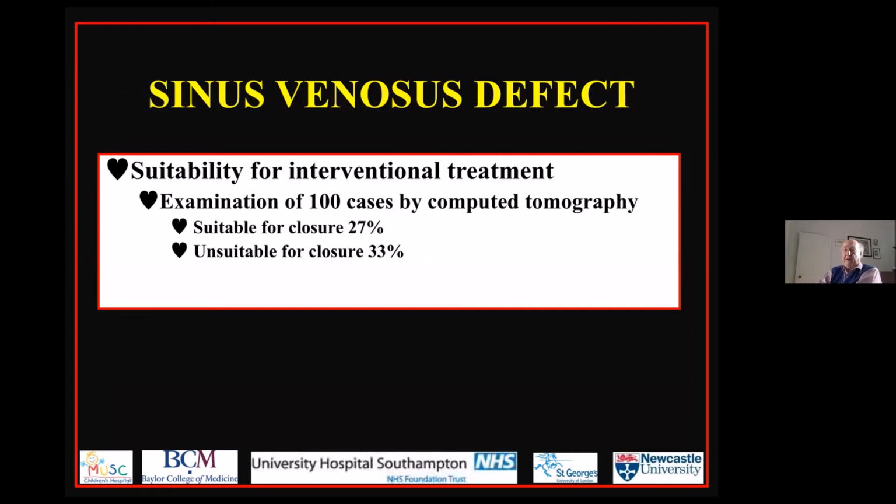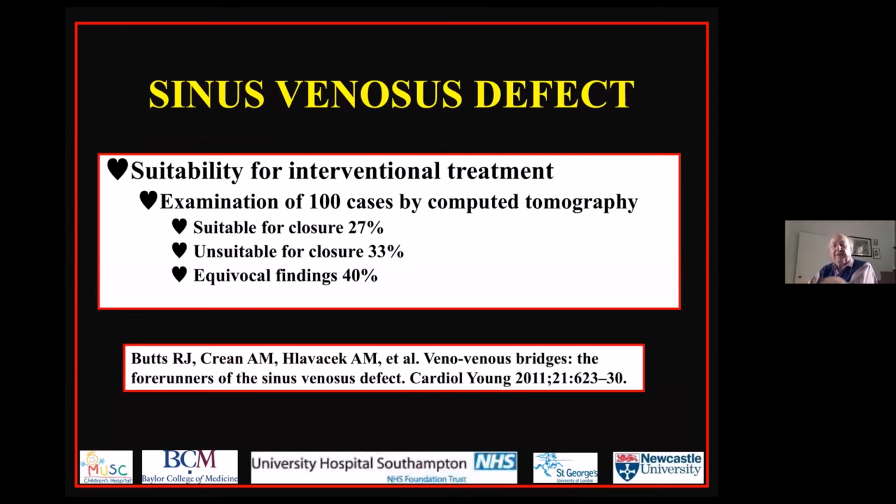In a third of them, however, they think they would be unsuitable for closure, with the findings being equivocal in two-fifths. And a lot has been written about this quite recently, but I would point out to you that, in fact, I was involved in the first instance of which I'm aware of an interventional closure of such a defect. It was done by my colleagues in the Medical University of South Carolina, along with colleagues in Toronto. We explored the background to all of this, and here you see the paper we wrote in 2011, 10 years ago now, when we described those veno-venous bridges.